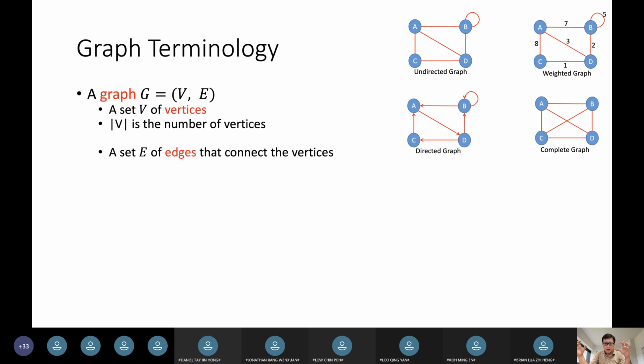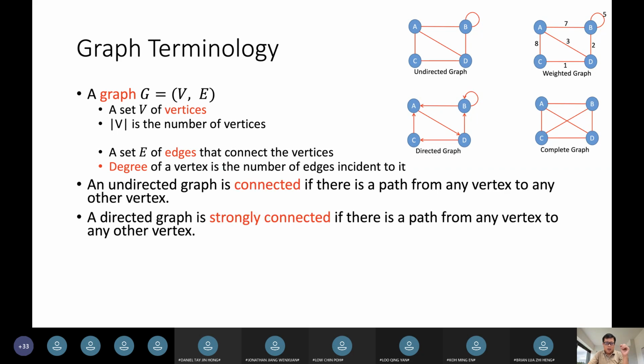Two vertices will be connected by an edge. Okay. And the degree of a vertex is just the number of edges incident to it. Then we know about the connected graph, right? For a connected graph in an undirected graph, it means that for any vertex to any other vertex, there should be a path, okay? Not a direct edge, but as long as there is a path, okay? It can go through multiple edges, but as long as there is a route, then this should be okay.